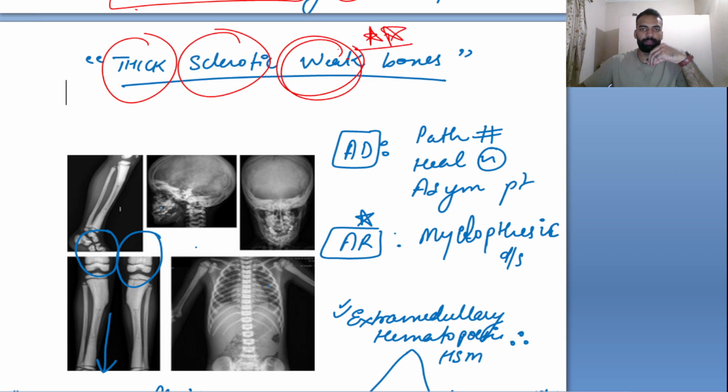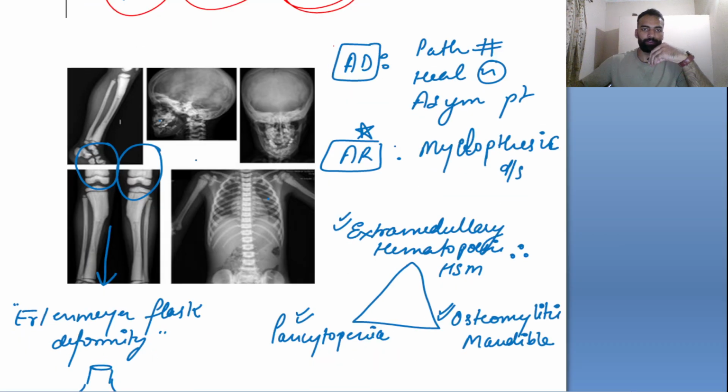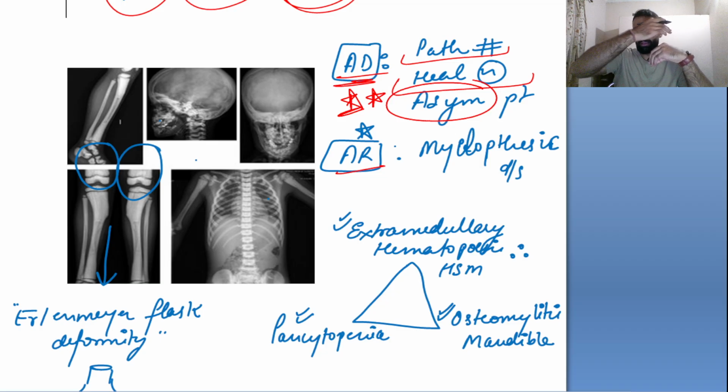The bone will be thick, sclerotic but weak. So it is also of two types, autosomal dominant and autosomal recessive. In autosomal dominant, there are pathological fractures just like osteogenesis imperfecta. They will heal normally, but the patient will be asymptomatic here. But in osteogenesis imperfecta, the patient was symptomatic, and there were also other symptoms.